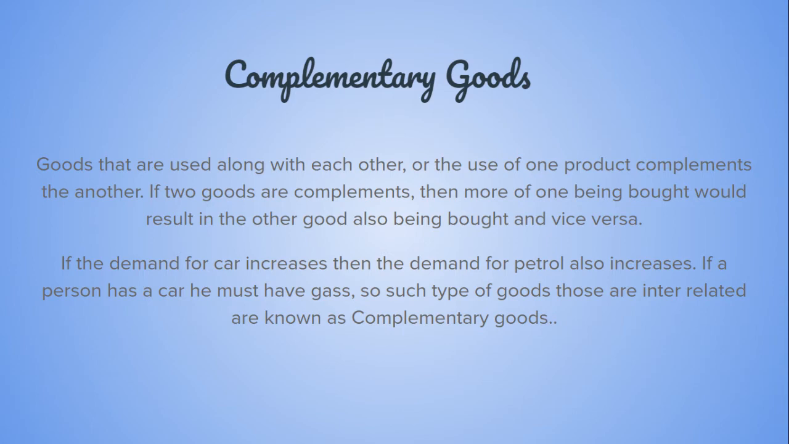Okay, so what is a complementary good? Complementary goods are goods that are used along with each other, or use of one product complements the other. If two goods are complements, then more of one being bought will result in the other good also being bought, and vice versa. If demand for cars increases, then the demand for gas also increases. And if a person has a car, he must have gas. So such a type of good is a complementary good, hence the name complement. They complement each other.